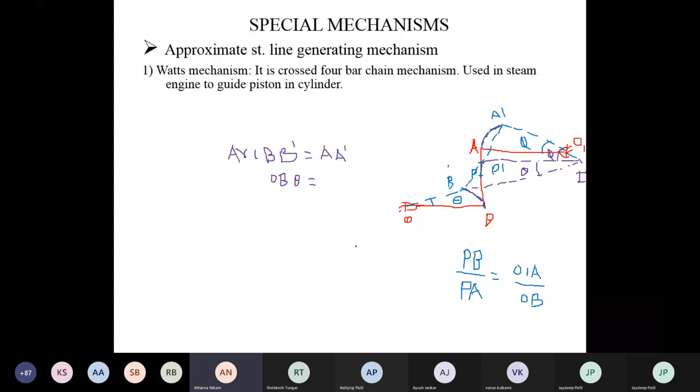Yes, sir. समझ में आ रहा है कि नहीं आ रहा? OB radius and theta, you have to find out. Correct. Radius is OB into theta. Same arc A dash क्या आएगा?